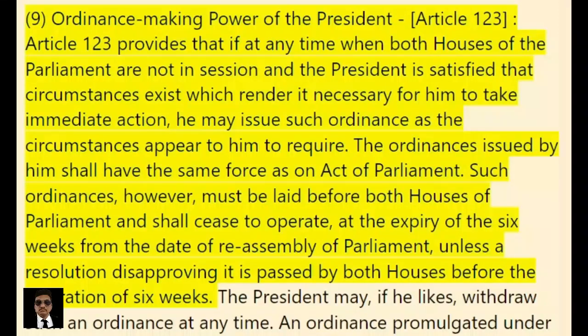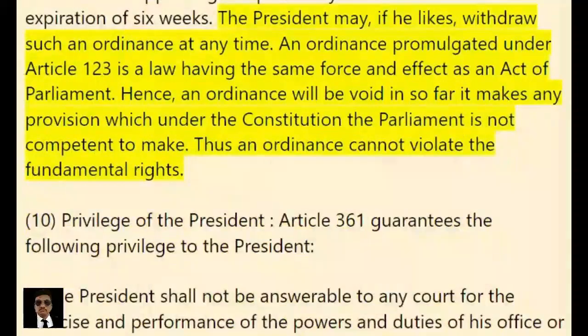Such ordinances, however, must be laid before both Houses of Parliament and shall cease to operate at the expiry of 6 weeks from the date of reassembly of Parliament, unless a resolution disapproving it is passed by both Houses before the expiration of 6 weeks. The President may, if he likes, withdraw such an ordinance at any time.